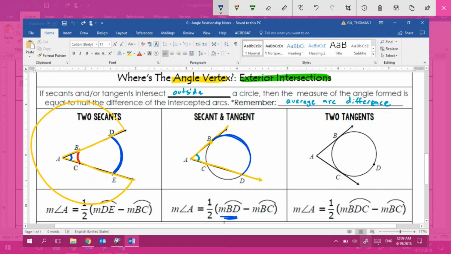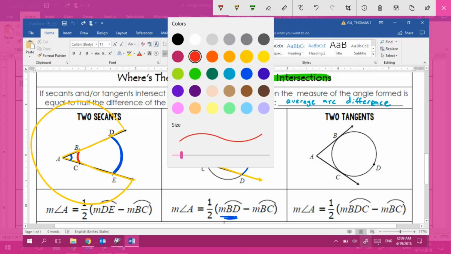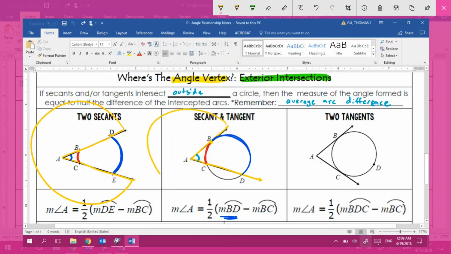Minus the measure of arc BC. And if you need a visual to help you remember which arcs you're using, once again, you can do a giant Pac-Man. And then just erase everything that's inside the Pac-Man guy and look at just what he's eating. There it is. These two. You notice that it's always at the points that the arcs separate.